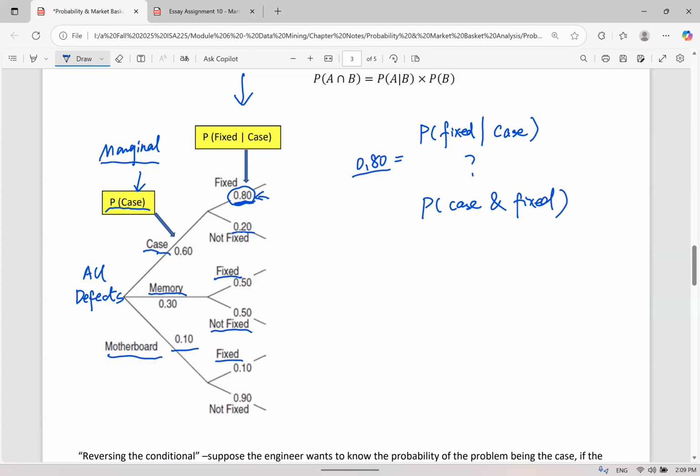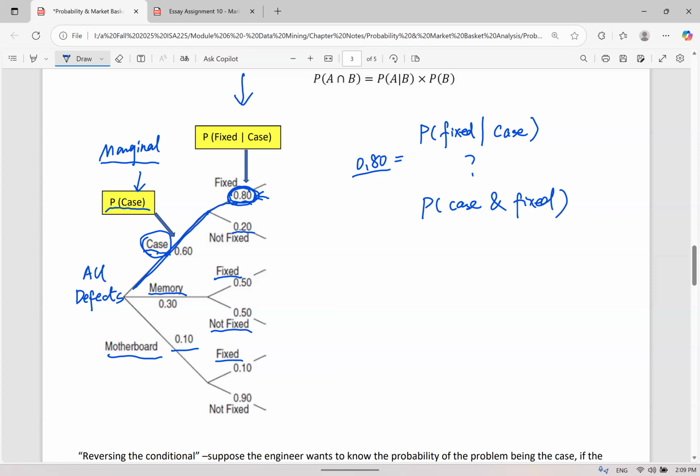All right, perfect. So when we talk about this 0.80, remember what I said? I said if this is a case alignment problem, then 80% of them can be fixed. That means I care about both of these two events, but I care about the order too. I care about the case alignment problem first, and then based on that, I care about the probability of getting them fixed.